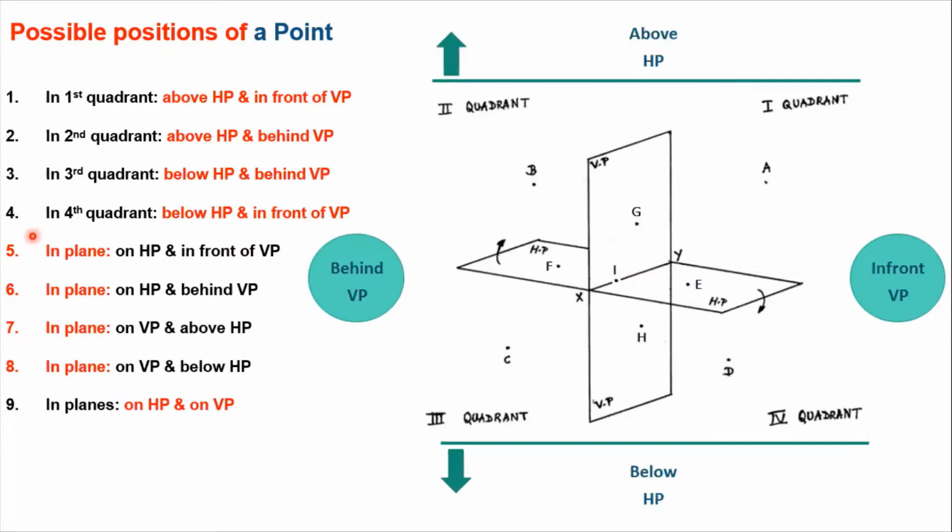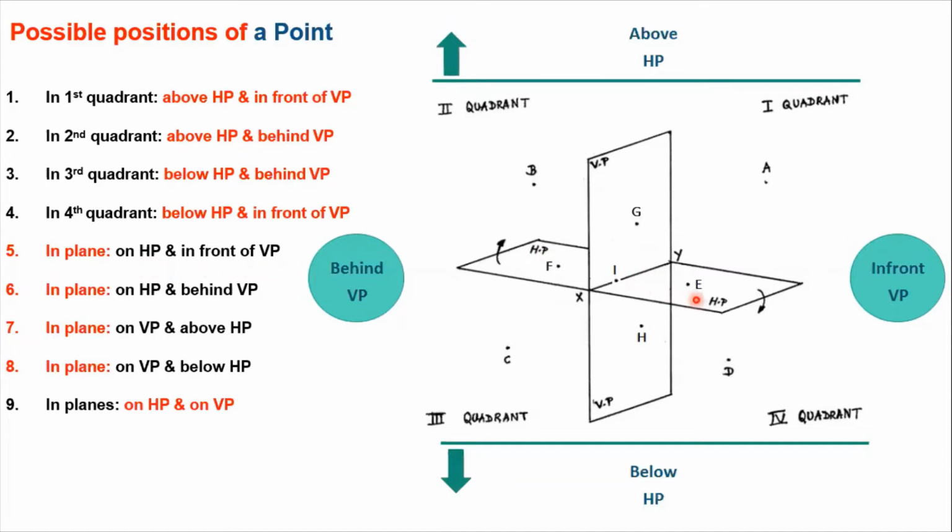Now let us define the next 4 positions of a point. As you can see, the next 4 positions would be lying in a plane itself. We have first defined A, B, C, D. Now let us start with your point E. As you can see, point E is here. We can say that point E is in front of VP and it is resting on HP. So your point E is in HP itself. We can see point E is on HP and in front of VP.